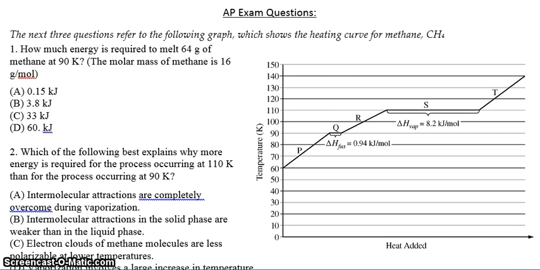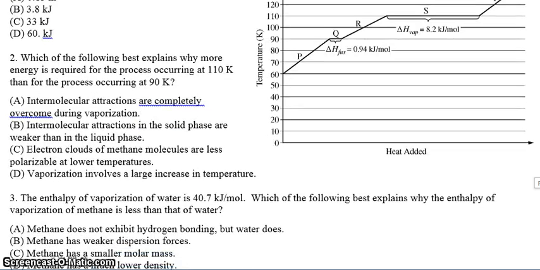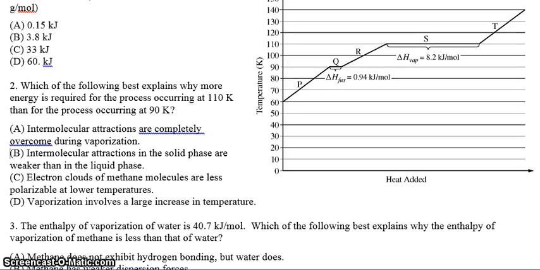Take a look at number 2. Number 2 asks a theoretical question, and it says, which of the following best explains why more energy is required for the process occurring at 110 than for the process occurring at 90? At 110, here, we have vaporization happening. At 90, we have melting happening. So you'll notice that the vaporization portion of the heating curve is longer. This is because it does take more heat to vaporize a substance than it does to melt it. We just have to find the appropriate explanation.